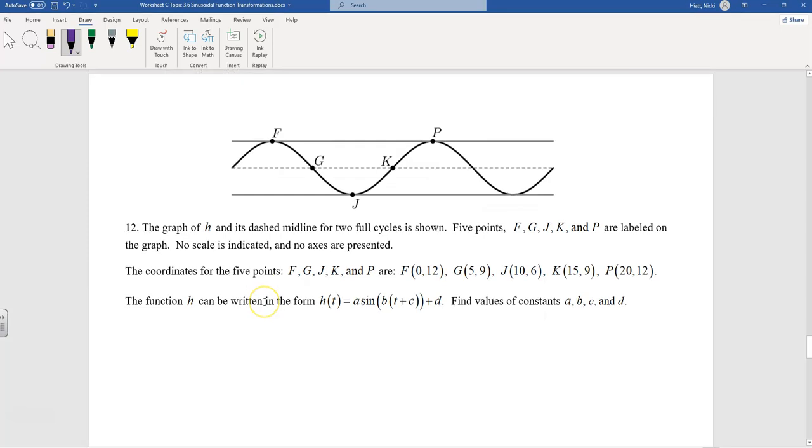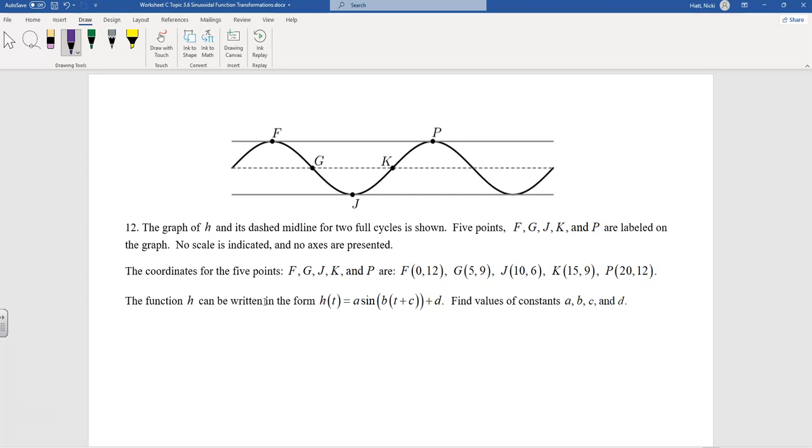All right, let's just do 12 here together. This is very much like what you're going to see on the actual free response questions for this section. We have the graph of H and its dashed midline for 2 full cycles. 5 points are labeled on the graph. No scale is indicated and no axes are presented.